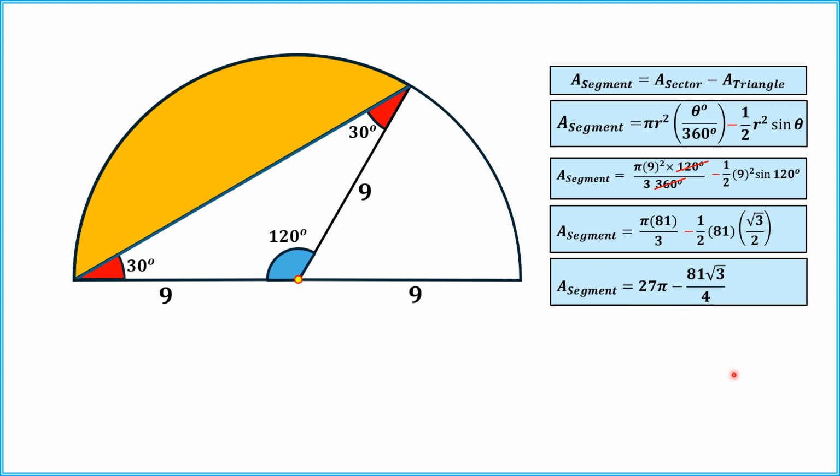So using a calculator we have the area of this segment equal to 49.749 square units. That is the answer.